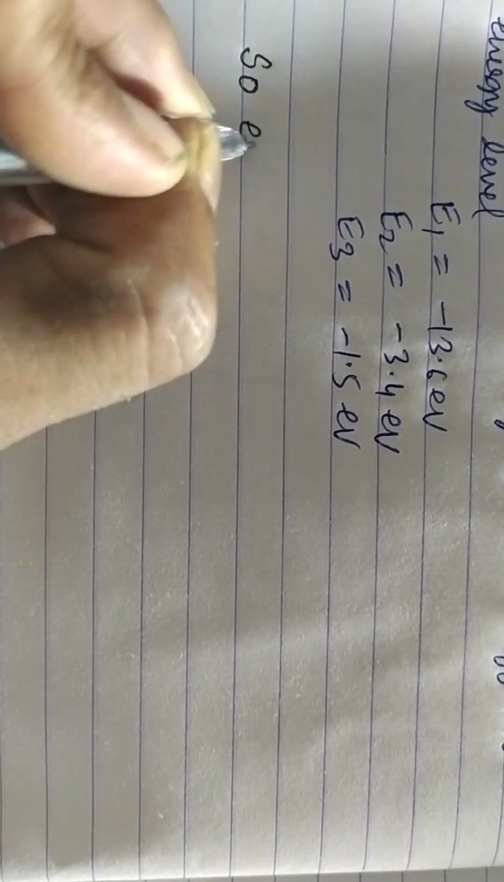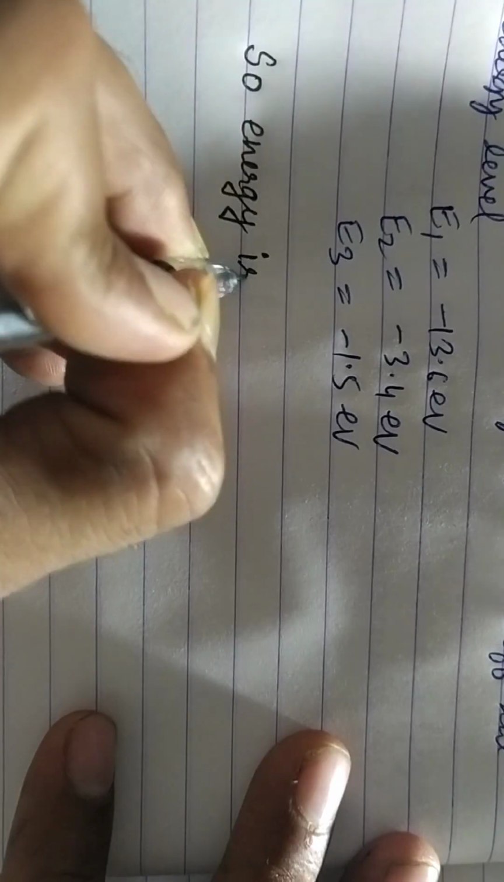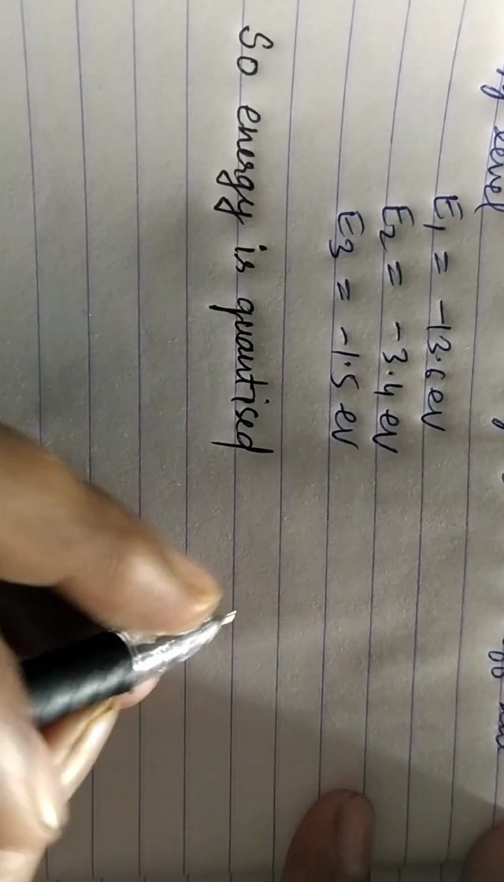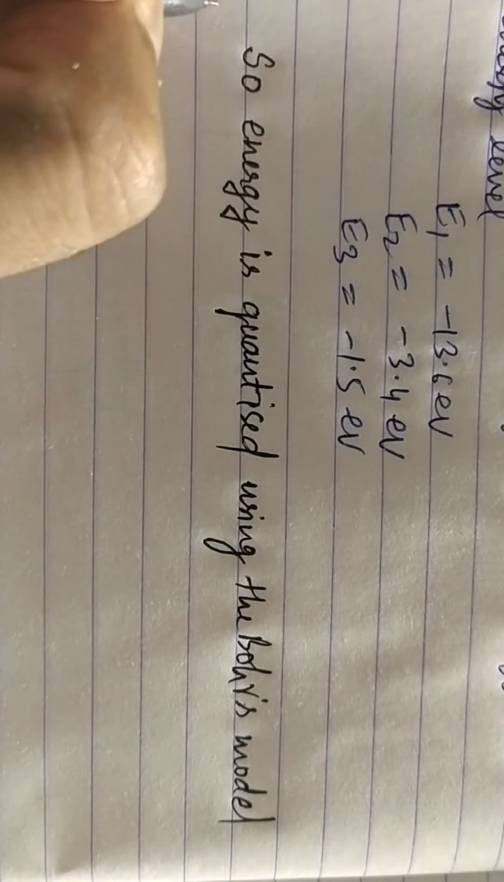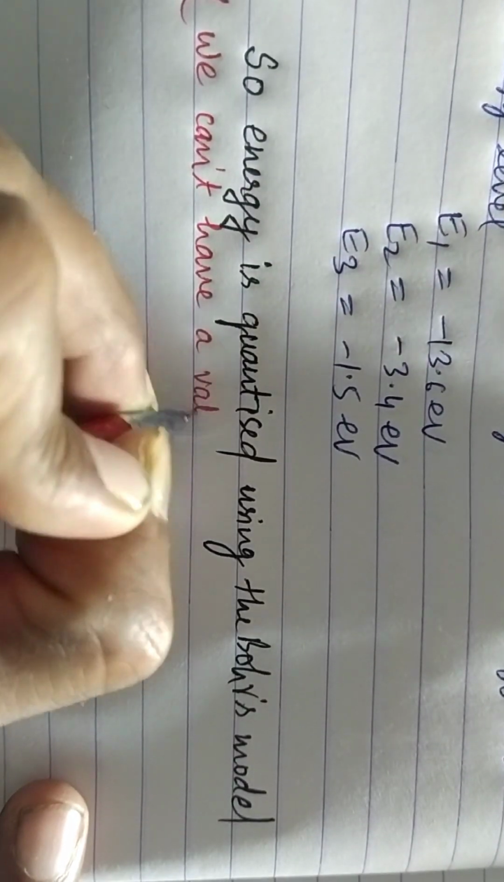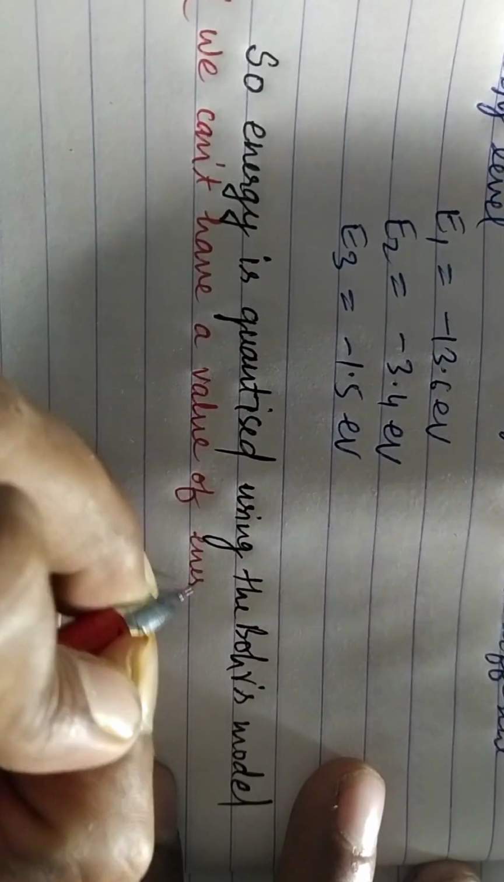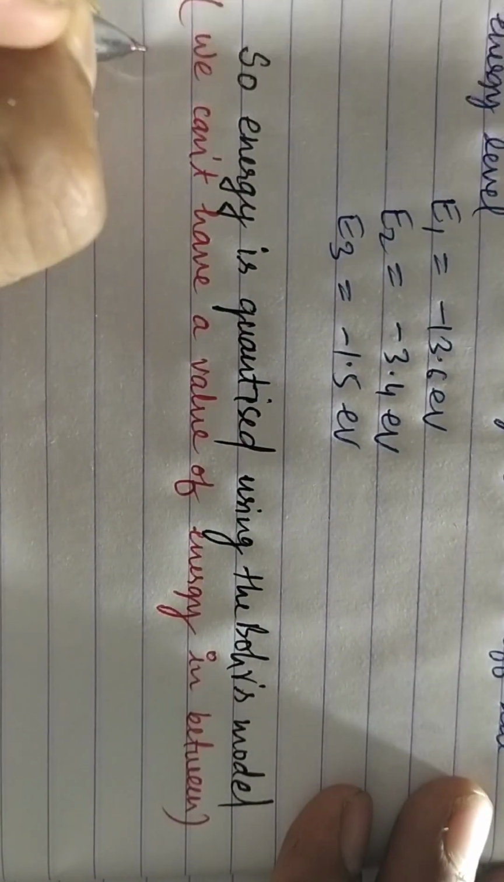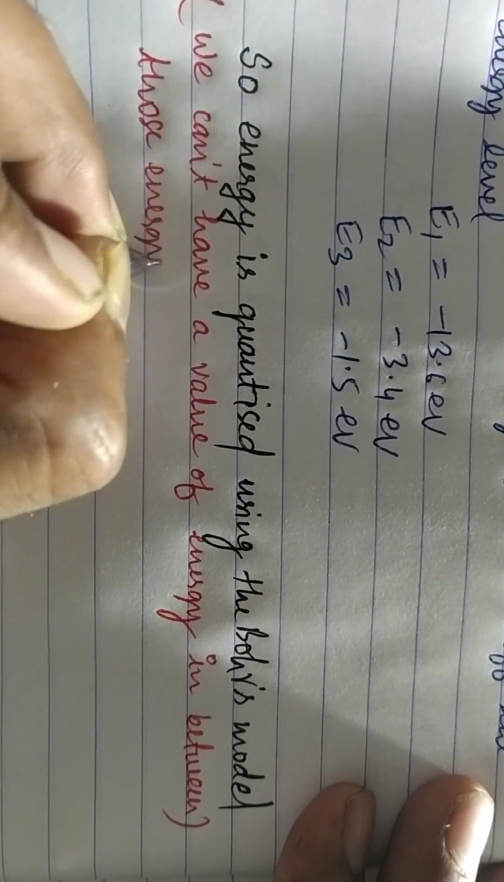So what can we say? So energy is quantized. Okay, so energy is quantized using the Bohr's model. It means that energy is quantized, which means that we can't have a value of energy in between those energies.